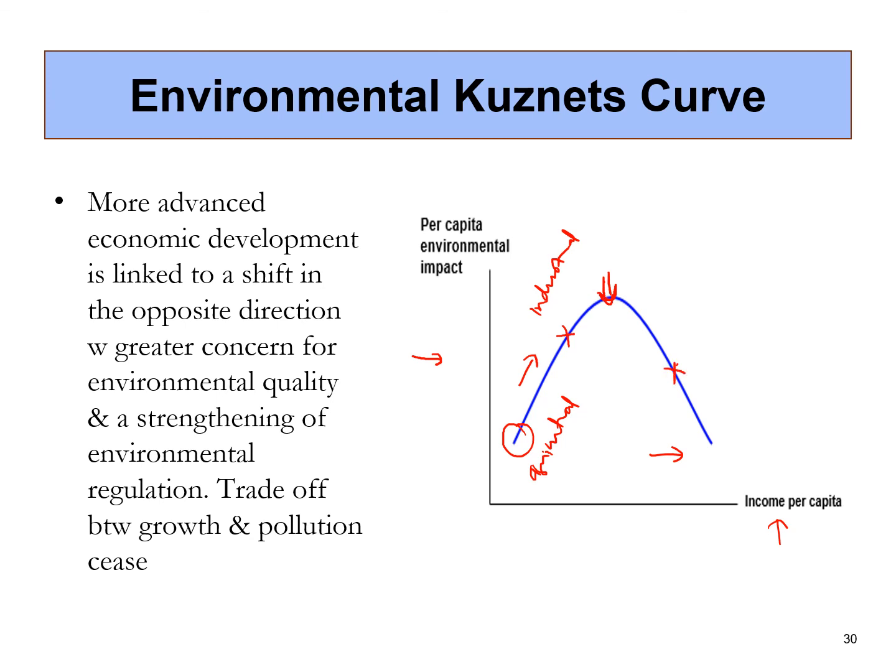So we can say that in this period, you are in the service sector. The service sector is very clean and green. That's why your pollution is reduced, but your income is quite high. Okay? That's why you have this kind of shape.